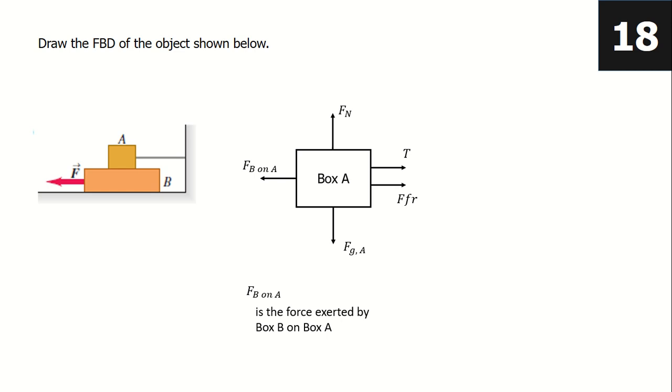So since it's moving along with object B to the left, there's a frictional force to the right. And what is that force pulling it to the right together with object B? That is the force of object B exerted on box A, on object A. Okay, so you will just do this labeling.